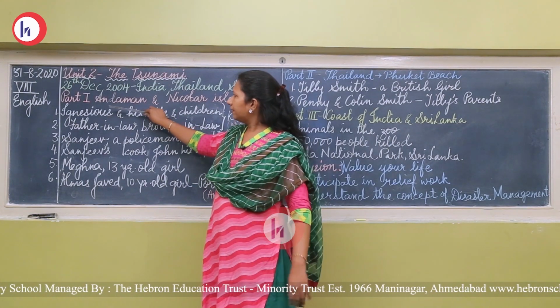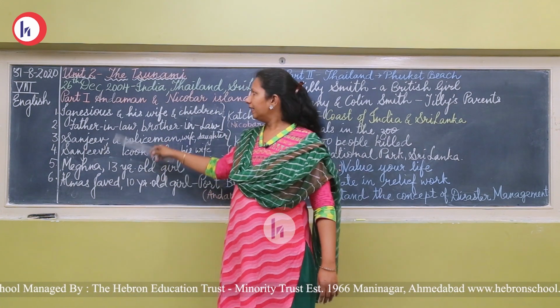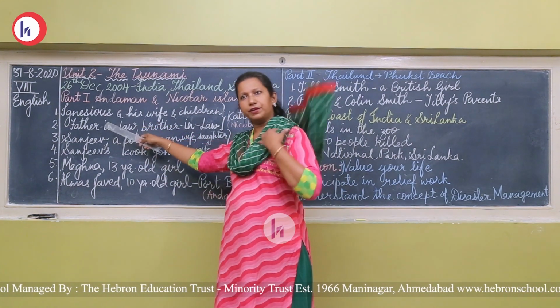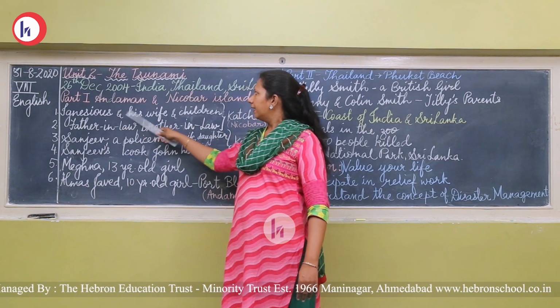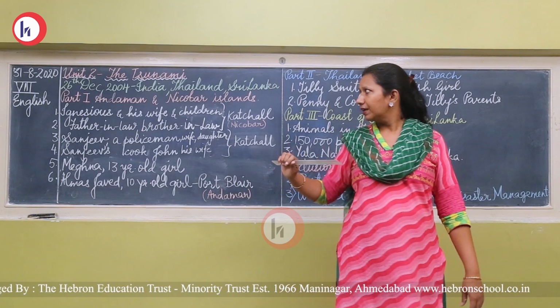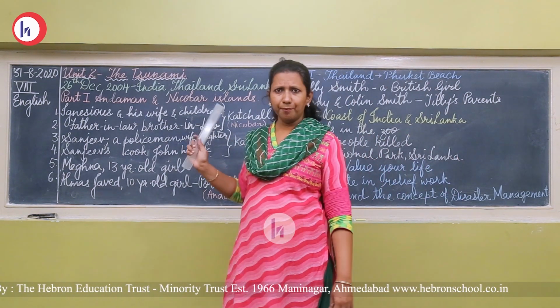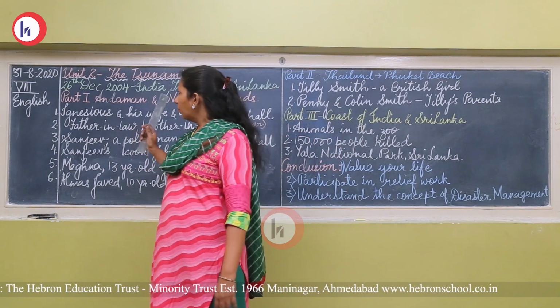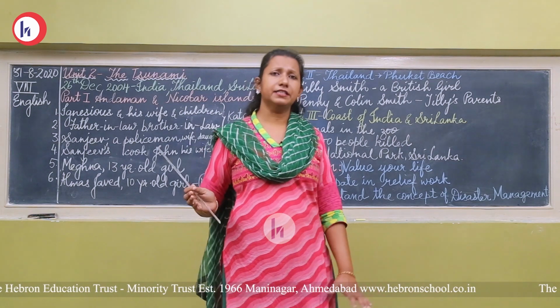Now, the first part includes the stories where we have 6 characters. In that, the first character which we are going to study is Ignatius. Ignatius, his wife and children, how this family was affected. Now, Ignatius was a manager in a cooperative bank. And it was early in the wee hours when everyone was asleep.